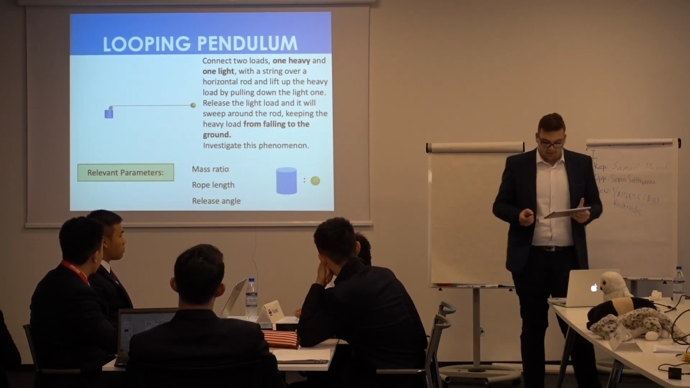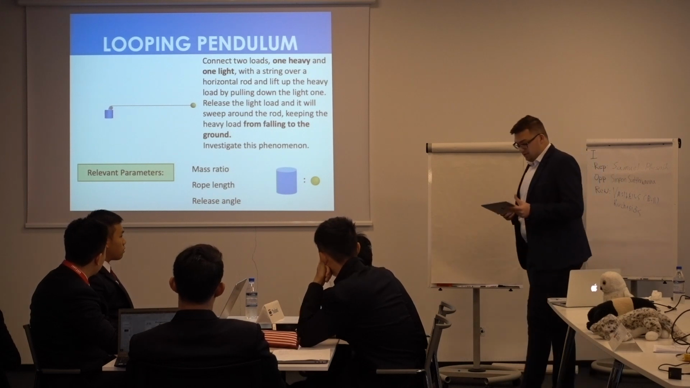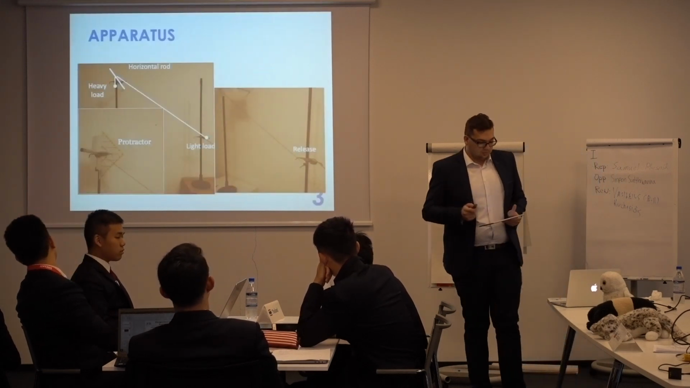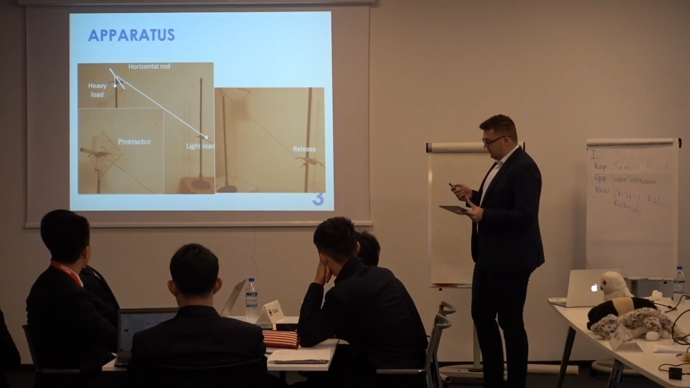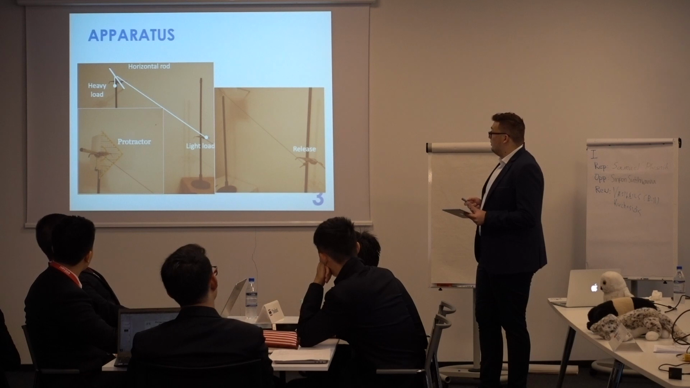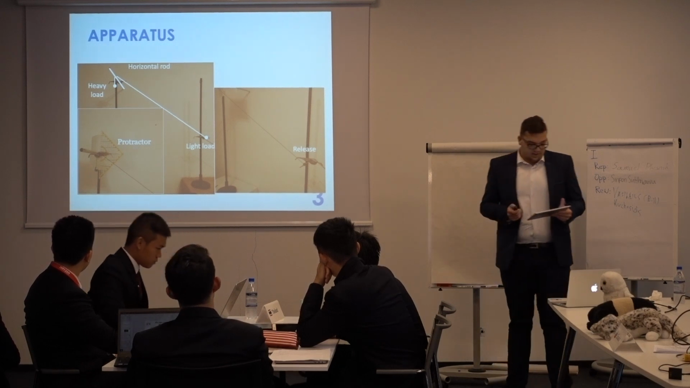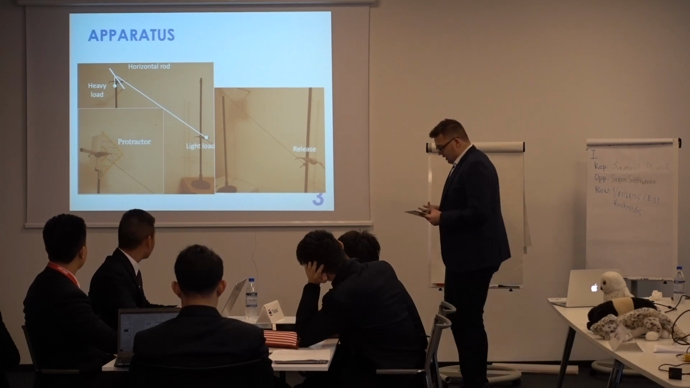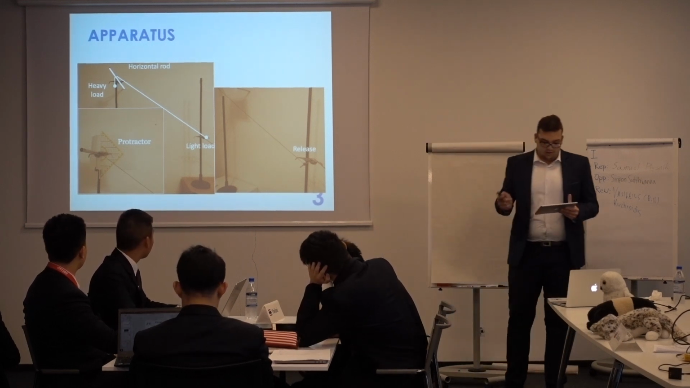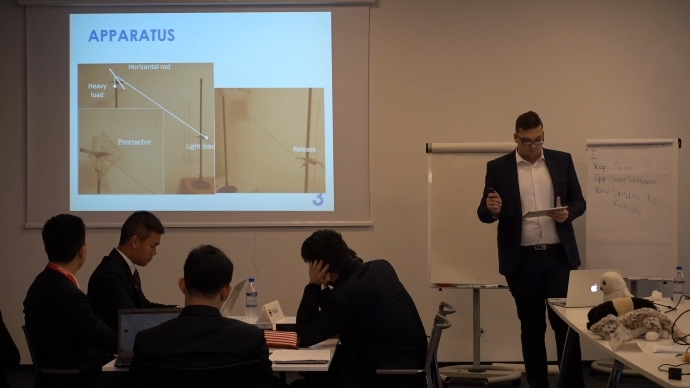The most relevant parameters are mass ratio, rope length, and the release angle of the light load. So, our apparatus consists of two stands. On one is a horizontal rod, off which a heavy load is suspended. The second stand is used to fix the light load and the angle of its release. We use the projector to ensure constant angle of release and a meter to set rope length in our measurements.